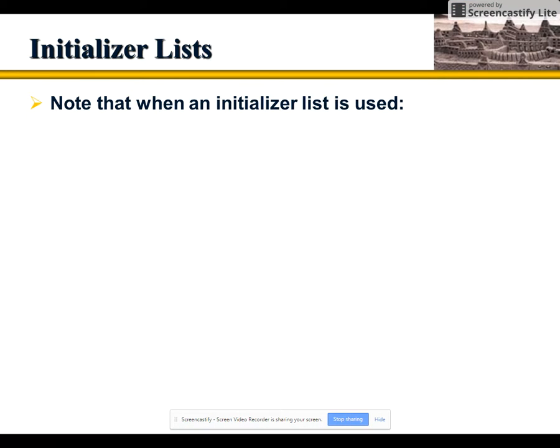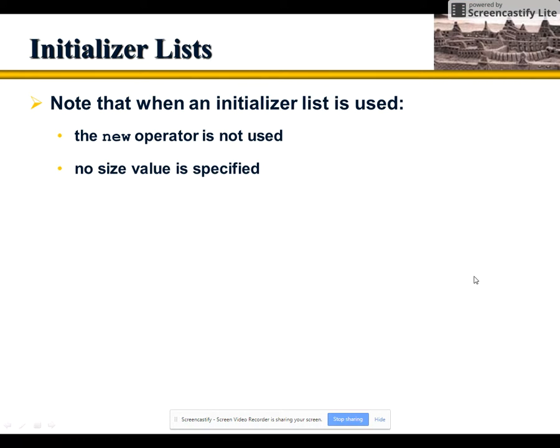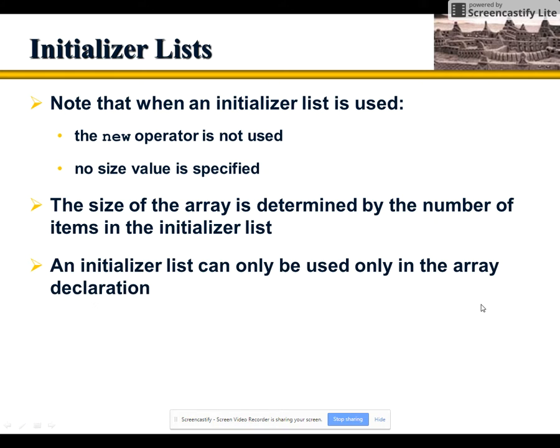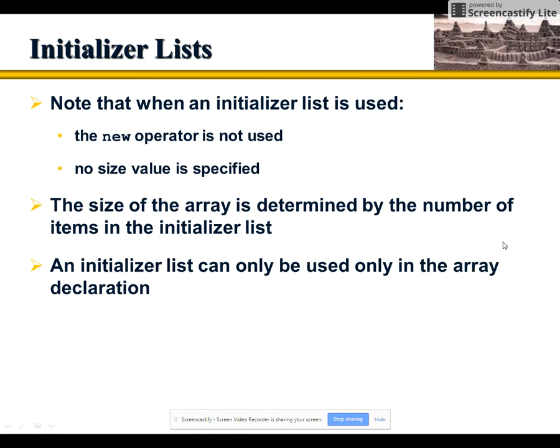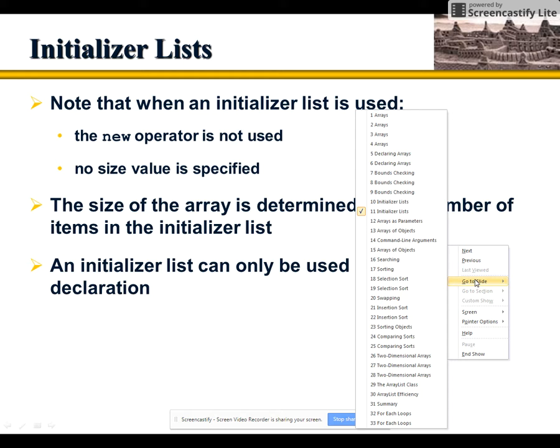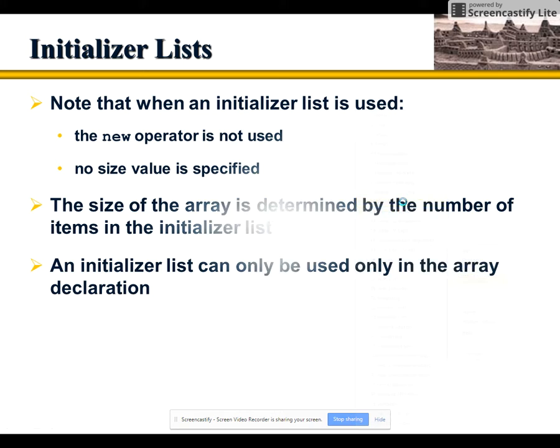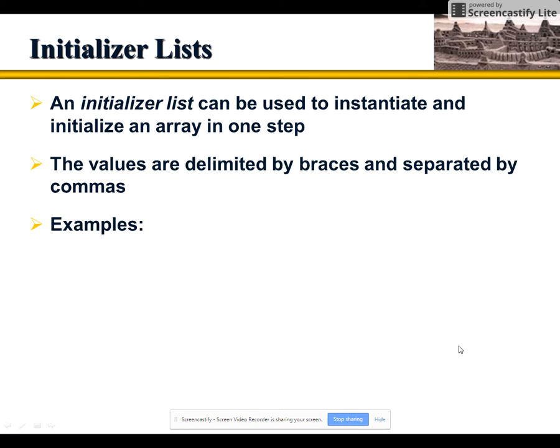Okay, so we're picking up our lesson from arrays, and today we're going to talk about something called an initializer list. Did we talk about this last year? No. Okay, good. I think I'm on the wrong slide. Slide 10. Okay, so an initializer list is a different way to instantiate an array.